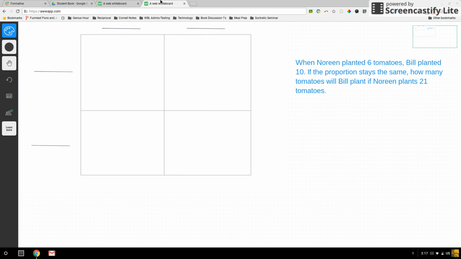Now let's take a look at applying this strategy to an actual situation, which was our whole goal. We want to have a strategy when we are dealt with proportion problems. This one says, when Noreen plants 6 tomatoes, Bill planted 10. If the proportion stays the same, how many tomatoes will Bill plant if Noreen plants 21 tomatoes? Now, you notice that I have no numbers filled in because in a situation, we have to fill in our numbers.